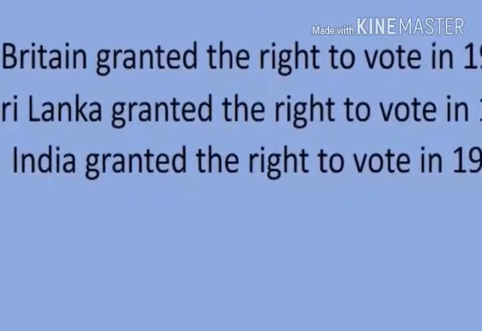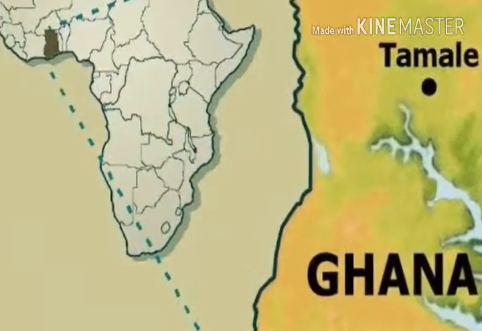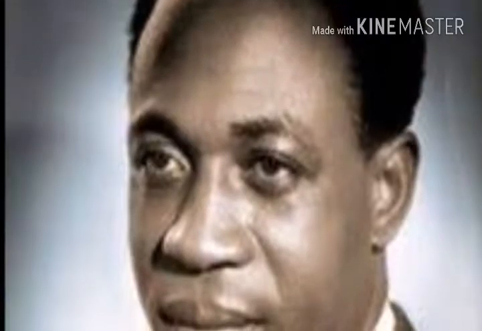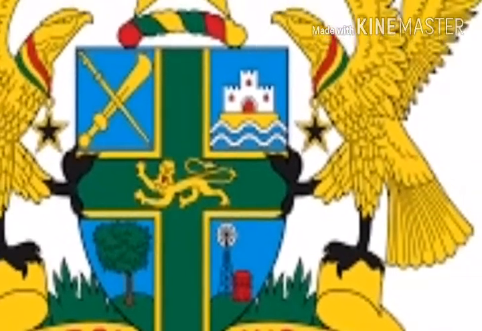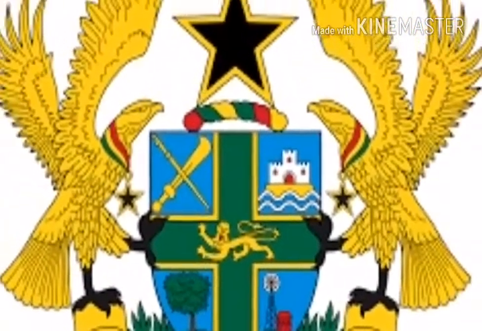Student, in Ghana, after independence in 1957, Nkrumah became the first prime minister and then the president of Ghana. He had got himself elected president for life, but in 1966 he was overthrown by the military.